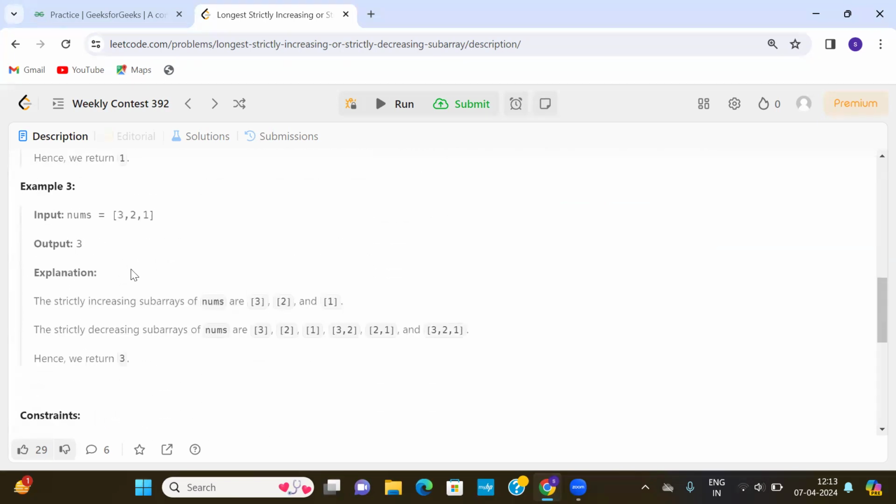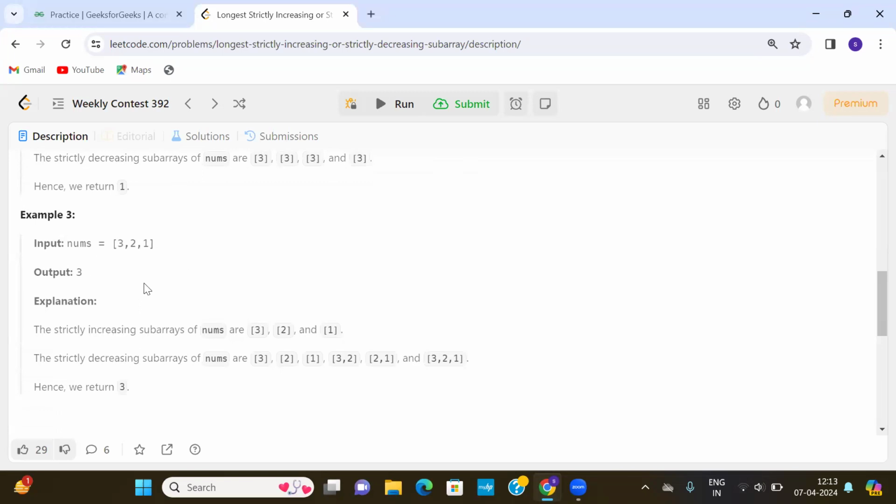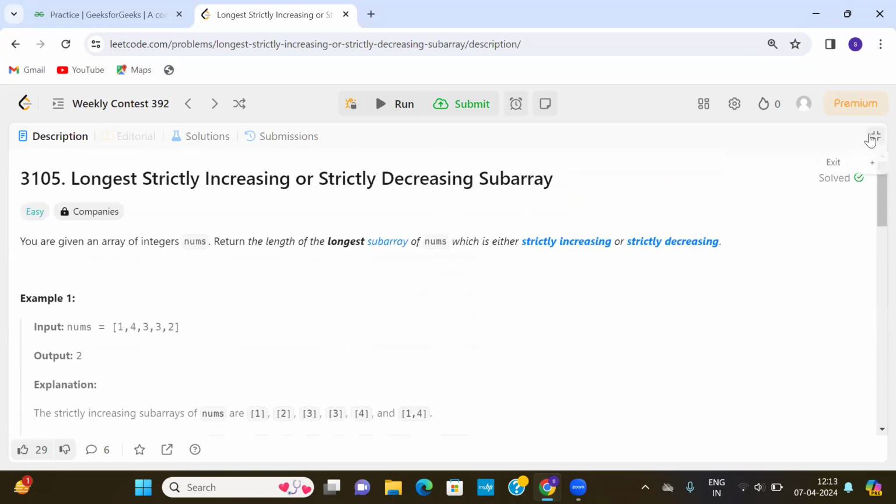In example number 3, it will be much clearer. In example number 3, we were given 3 2 1. The maximum length that we can get for a strictly increasing subarray is 1. The maximum length that we can get for a strictly decreasing subarray is 3. So what we will do is take the max of the maximum length of the strictly increasing subarray and the maximum length of the strictly decreasing subarray, which is max of 1, 3, and we will return 3 in this particular case. So the question was pretty simple.